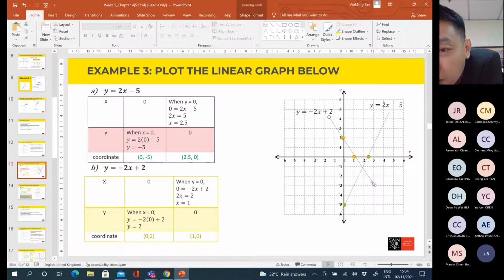Because it is slightly not so accurate, that is the problem if we just draw it manually, unless we use Excel.